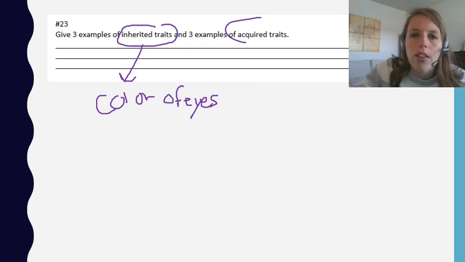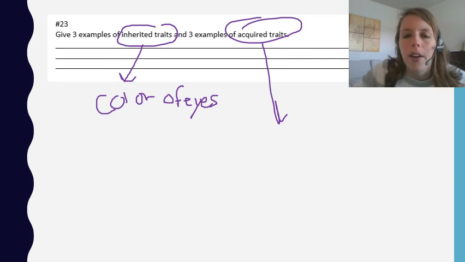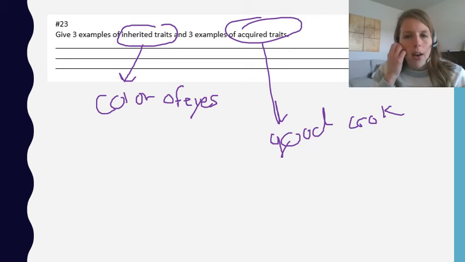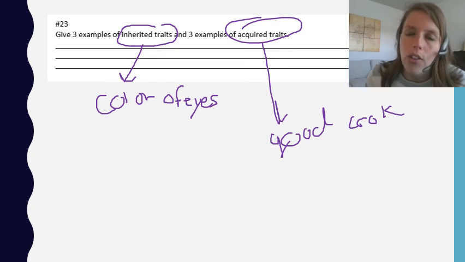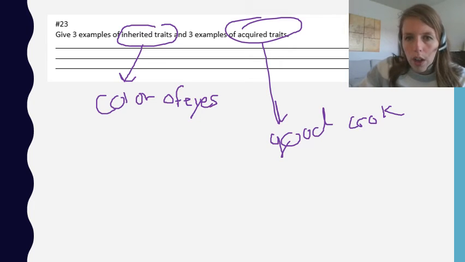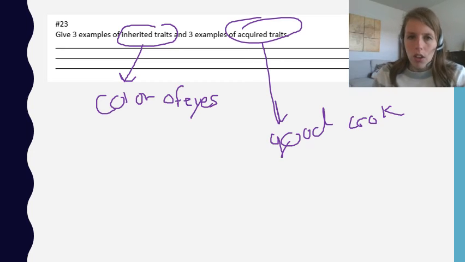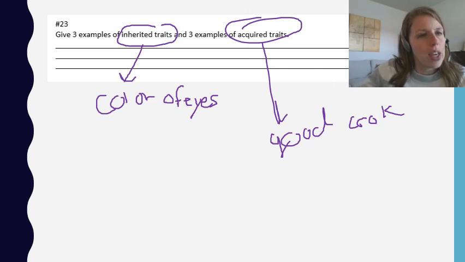And then acquired traits are the things that people can acquire later, like perhaps being a good cook. That's a great trait to have. I wish I had a good cook living at my house. Maybe I could acquire that trait, huh? Or it could be a tattoo or earrings. That's an acquired trait. Okay, so you guys could probably think of 3 examples of each for you personally.